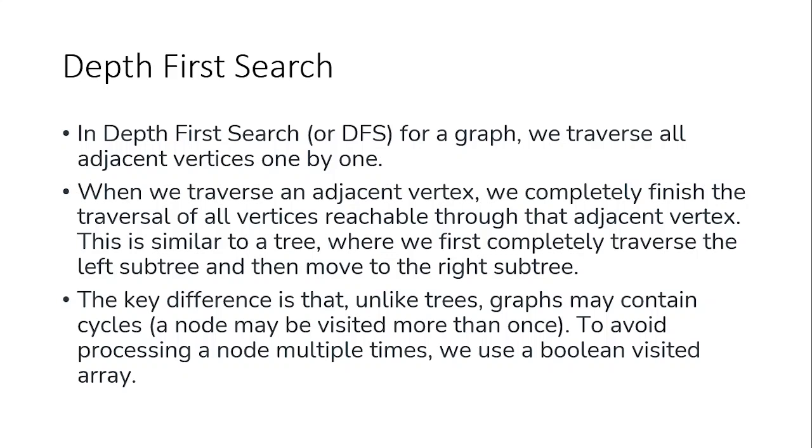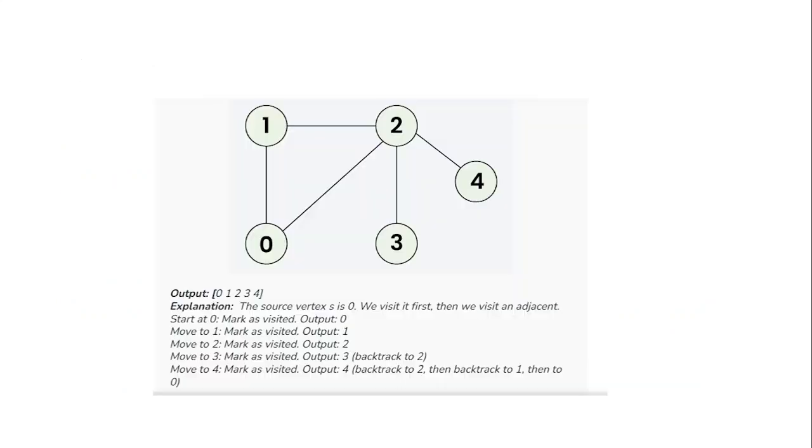Graphs may contain cycles and a node may be visited more than once. To avoid processing that, we use a boolean visited array to indicate if that node is already visited or not.